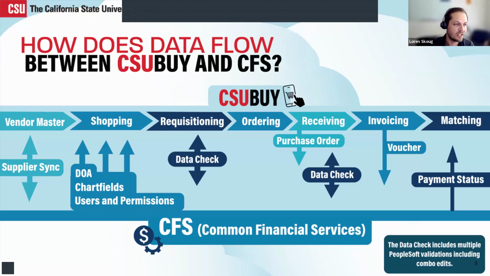All the things that you do that involve finances will, for the most part, be happening in this platform, CSU Buy. So supplier management, shopping, requisitioning, ordering, shipping and receiving, invoicing and matching: all those things are going to happen in the system. And along the way, the system will be interacting with our ERP system in the background.